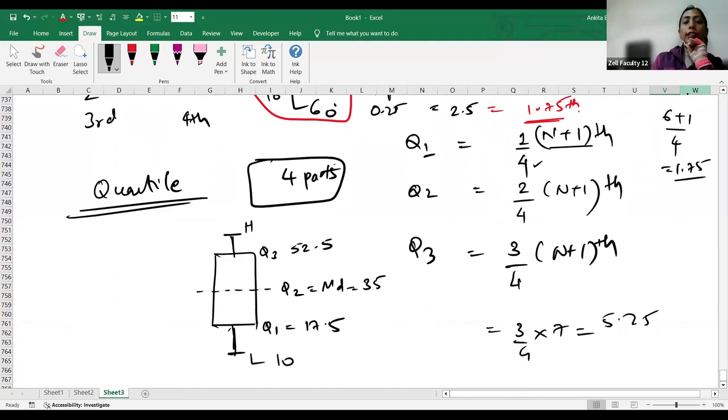My lowest number is 10 and my highest number is 60. So if I want you to tell me what is the range of this data, range is highest minus lowest equals 50.